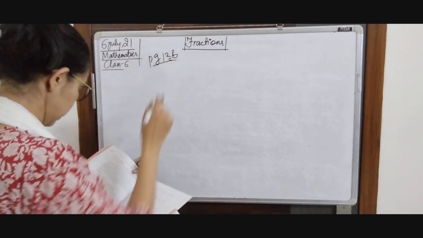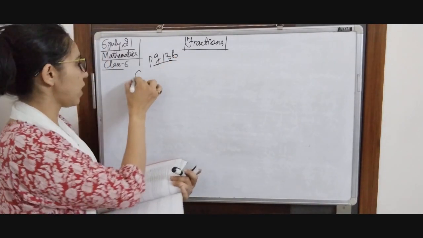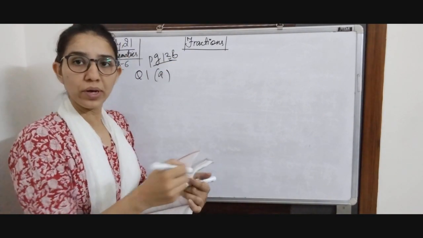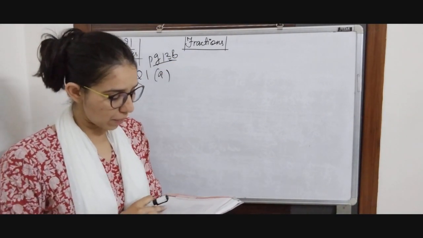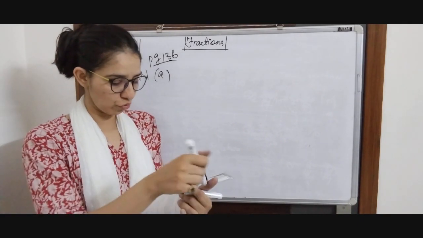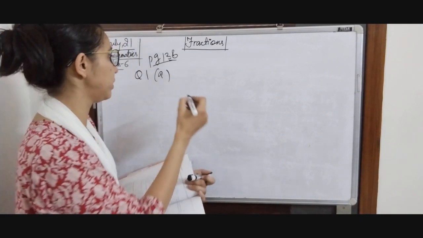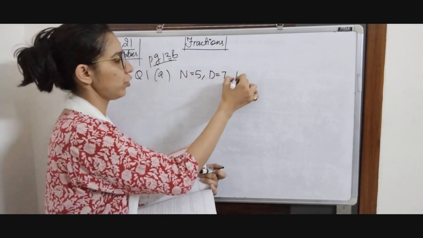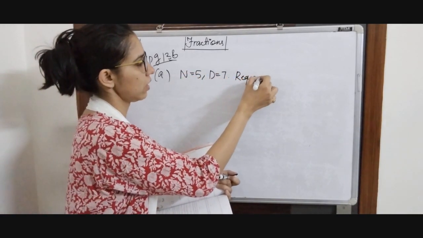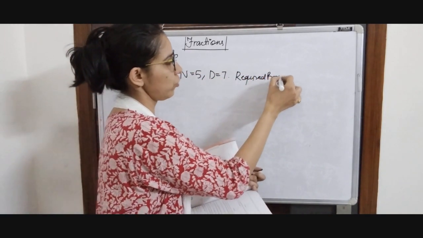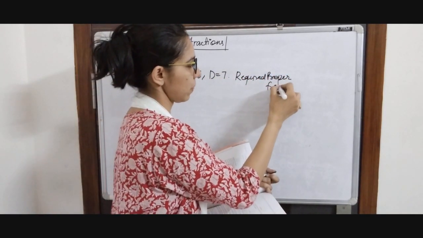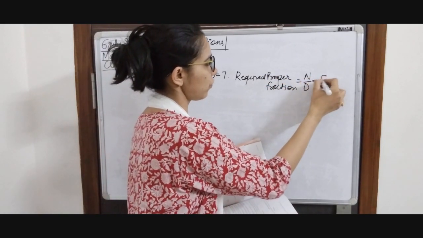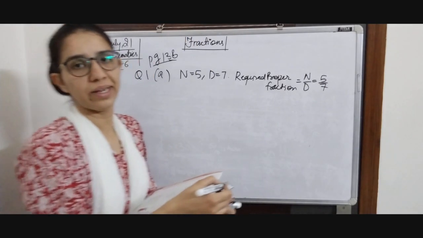Question number 1, A part, which you can read from the book. Write a proper fraction whose numerator is 5 and denominator is 7. So the required proper fraction is going to be n by d, that is 5 by 7, or you can directly write 5 by 7.